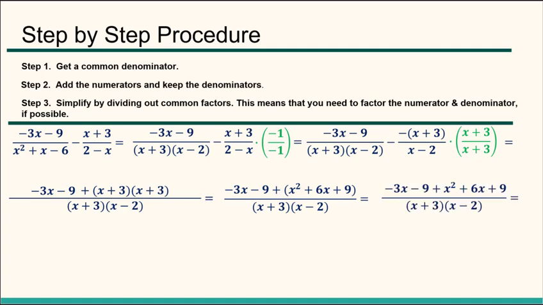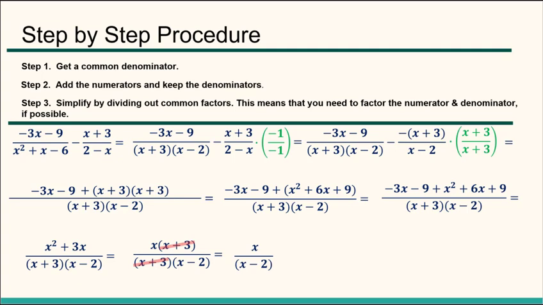Then combine like terms, and I end up with x squared plus 3x all over x plus 3 times x minus 2. Nice. Let's see, will anything factor? Yeah, I've got an x in both those terms in the numerator. Let me factor that out. That gives me x times x plus 3 all over that x plus 3 times x minus 2 quantity. Notice those guys cancel, giving me x over x minus 2. Nice. I like it when things cancel out.